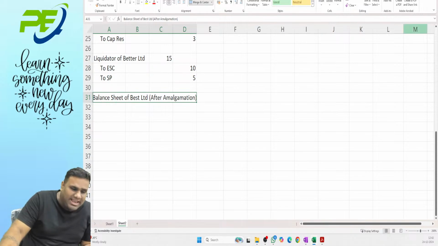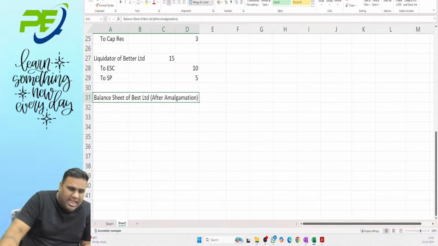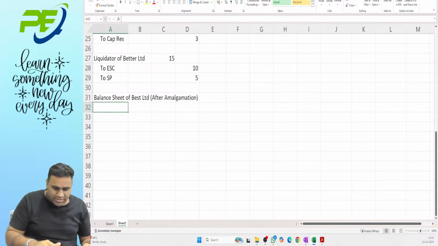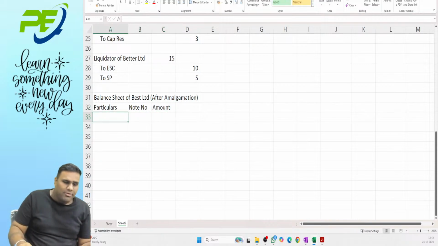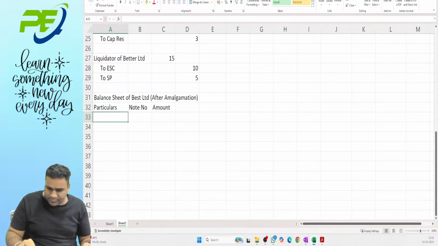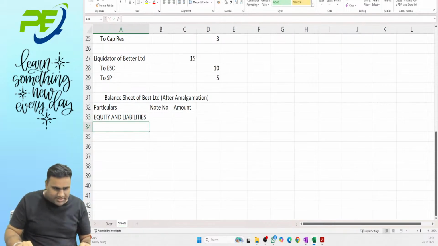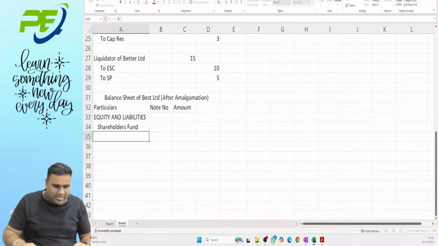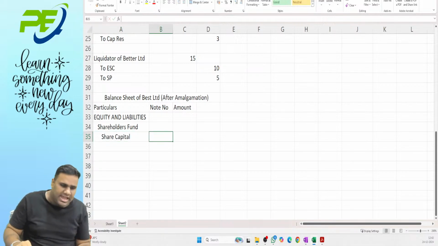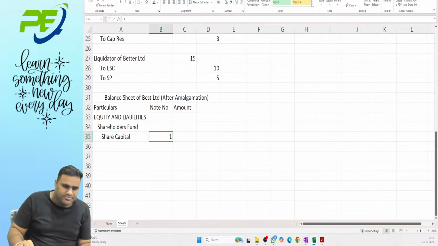So balance sheet of Best Limited after amalgamation. So particulars, note number, amount. Everyone, can I start? Yes. So particulars, I have to start with equity and liabilities. Genius. Shareholders fund. Share capital, note number 1.